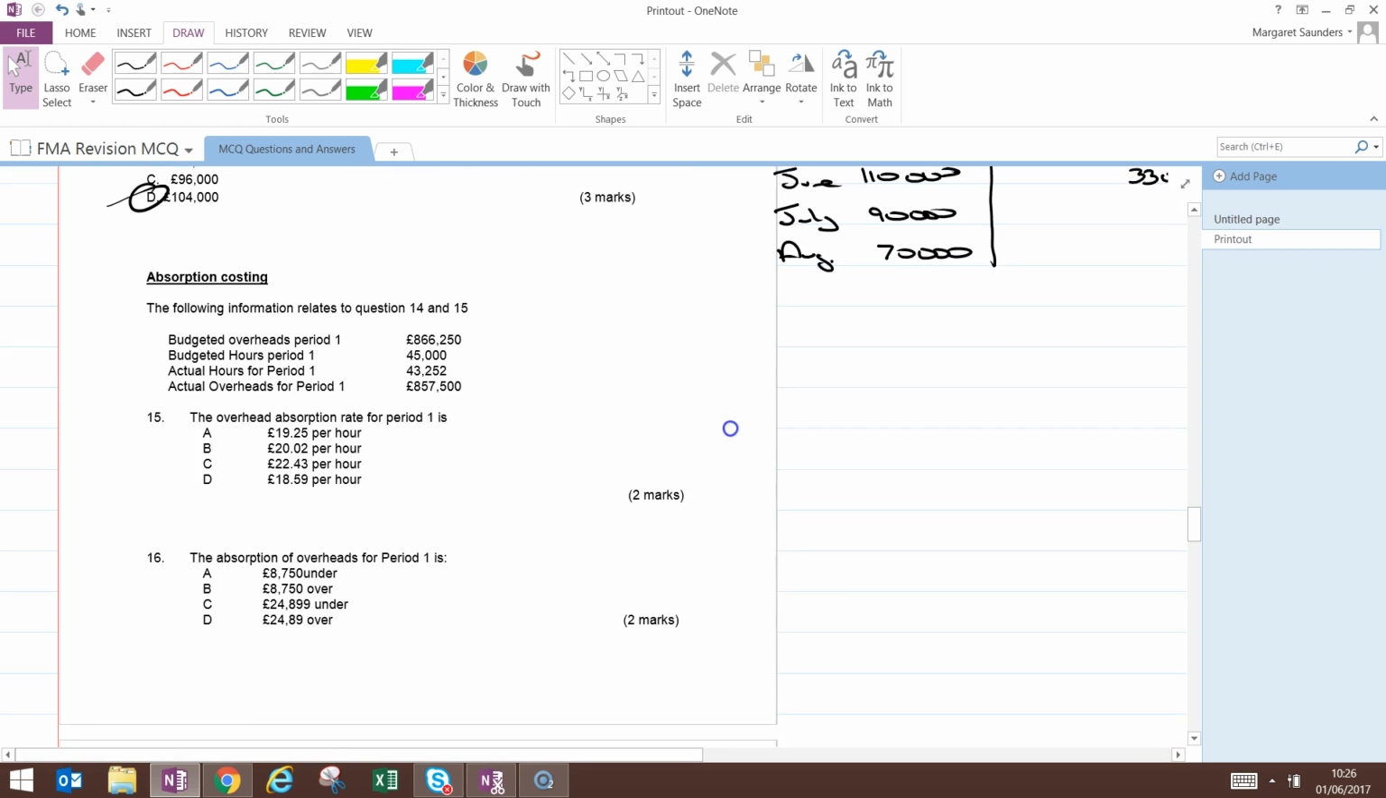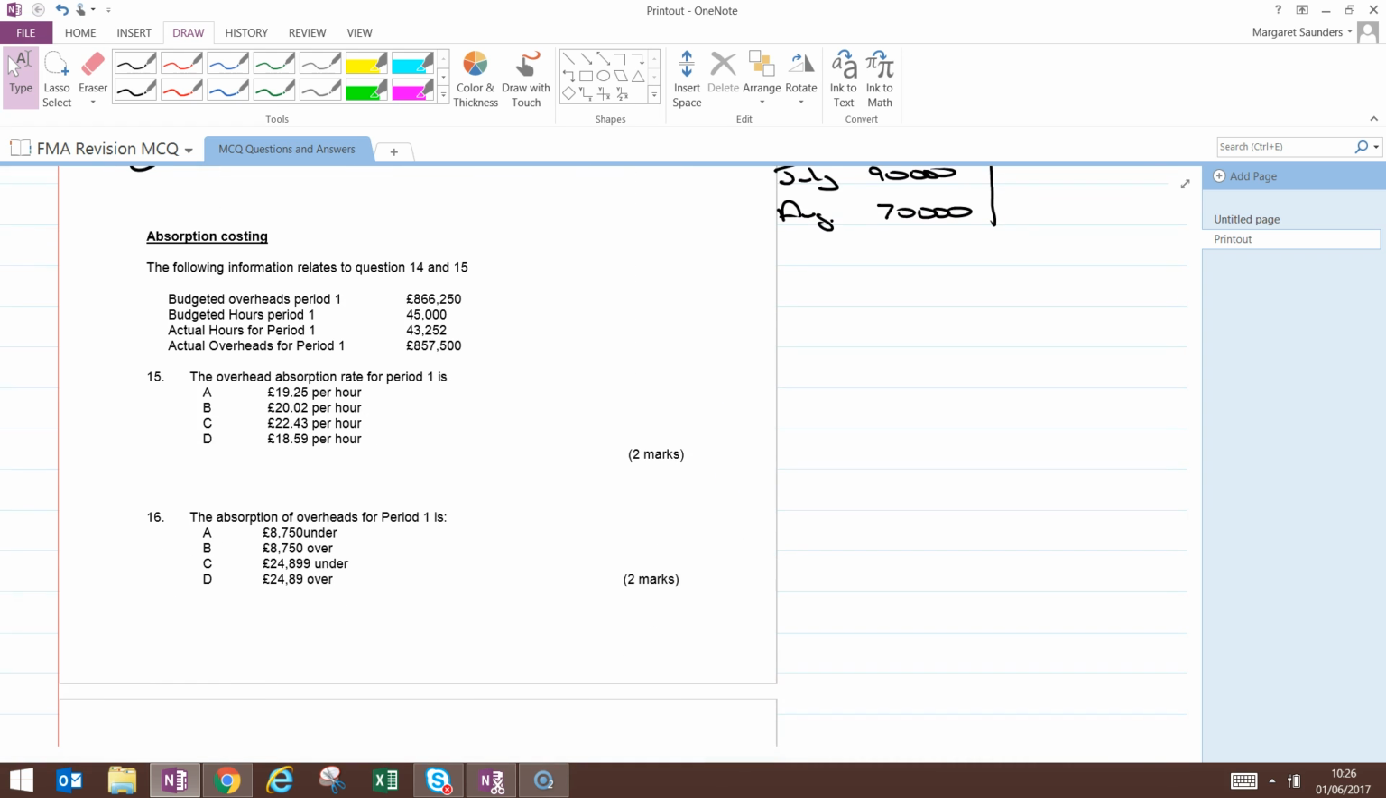We've now got a couple of absorption costing questions. Now, absorption costing was covered in term 1 and the exam is on term 2. But you may get some absorption costing within term 2, especially if you're comparing with marginal costing. If you look at the marginal costing section of the workbook, you will see that we compared absorption and marginal costing statements. So you do still need to be able to work out overhead absorption rates and know about under and over absorption.